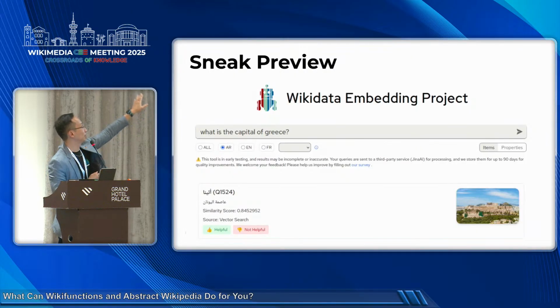If you type what's the capital of Greece, you come up with a result instead of just having a SPARQL query, trying to find out property values and stuff like that. And then you will see a result. I purposely took a screenshot of this in Arabic so that you have a sense of how we're working with it.